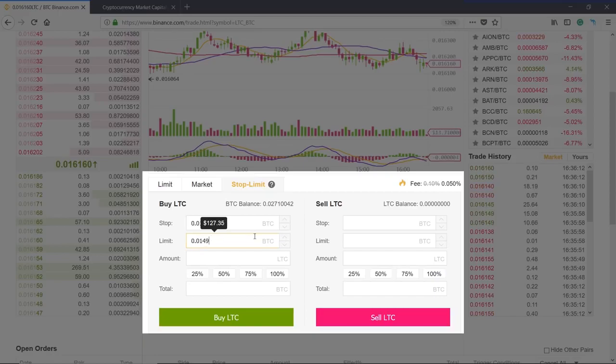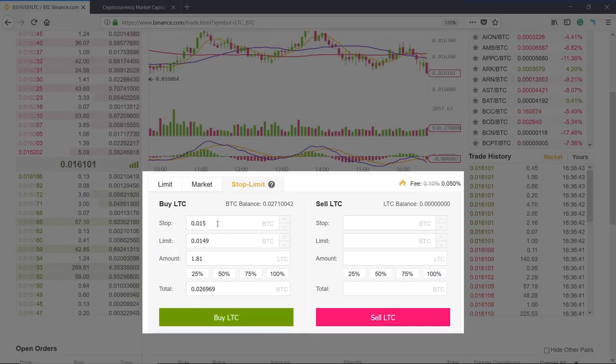0.0149. Okay, so once the price hits $1.28.14, I want to issue the buy order at $1.27.27, right? So essentially, it's like an if-then statement. If the price goes to this amount, then issue a buy order at the limit price here, okay? And of course, this is a simple amount here. You can just put in the amount you want.